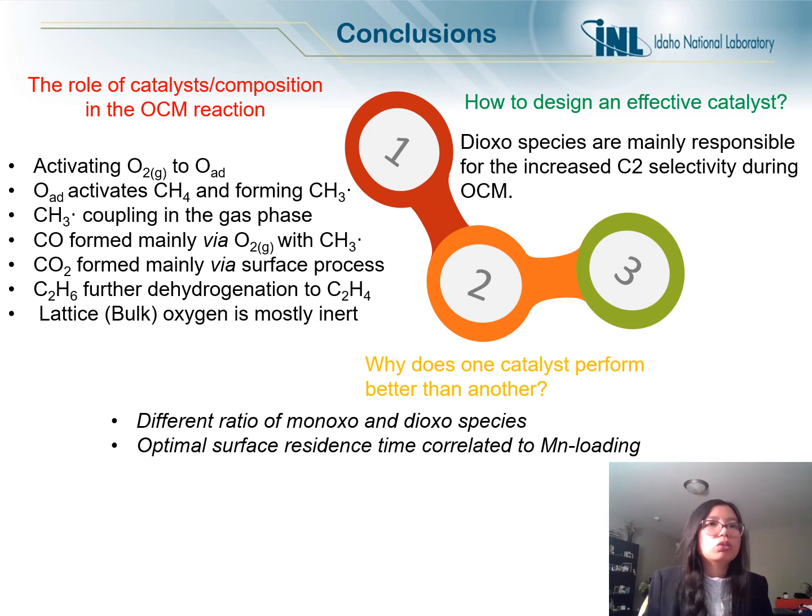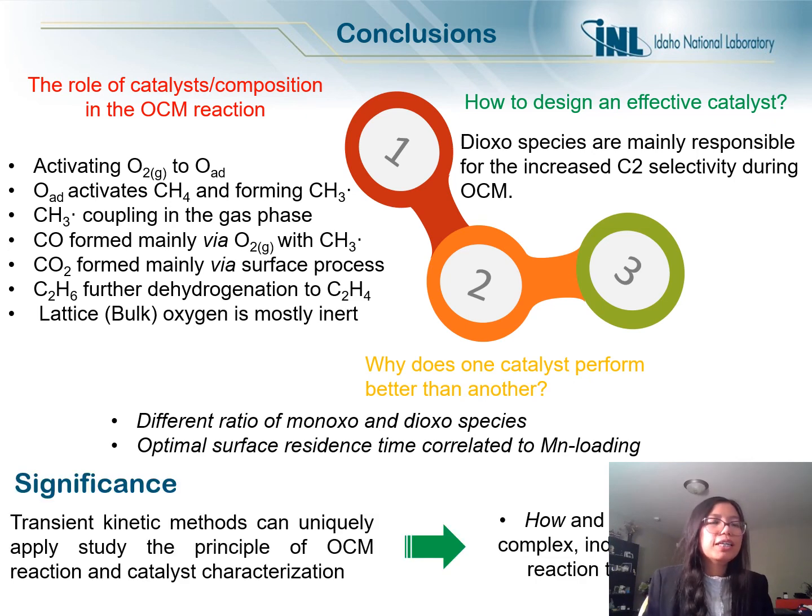Differentiation of monooxo and dioxo species and optimal surface residence time correlated to the mechanism loading is important to explain why one catalyst performs better than the other one. And dioxo species are mainly responsible for the increased C2 selectivity during the OCM. The transient kinetic method can be uniquely applied to studying the principles of the OCM reaction and catalyst characterization. It tells how and why a complex industrial material performs better than the other one at the reaction temperature.